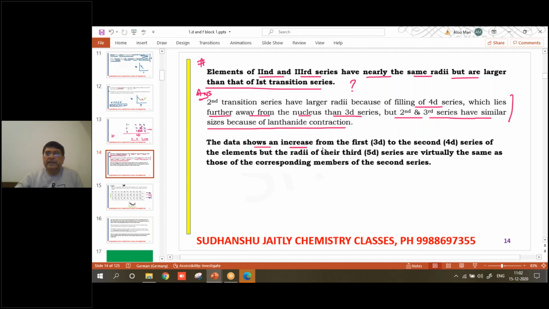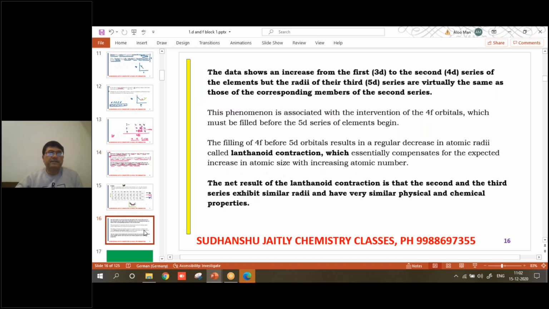The data shows an increase from the first to the second series of the same element, but the radii of the third are virtually the same as those of the corresponding member of the second series. This phenomenon is associated with the intervening filling of the 4f orbital, which must be filled before the 5D series of the element. The filling of 4f before 5D results in a regular decrease in atomic radii called lanthanide contraction, which essentially compensates for the expected increase in atomic size with increasing atomic number.